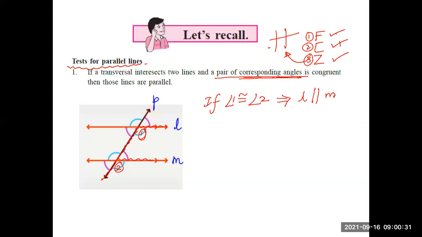Now, what are the other corresponding pairs? Maybe I'll just quickly use a different color. There are 4 different types of corresponding pairs, right? We can see another F formation over here, an inverted one. So maybe angle 3 and angle 4. If angle 3 is congruent to angle 4, again, what can we say? Line L is parallel to M. Likewise, there will be 2 more pairs on the left-hand side.